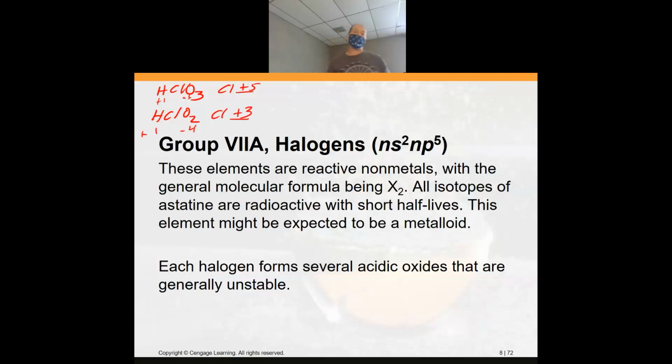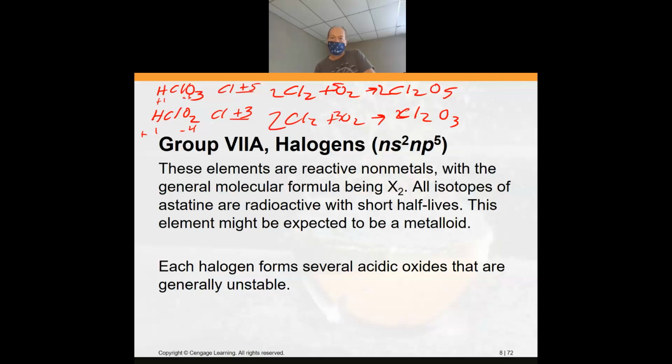So this is going to work exactly the same as our nitrogen and phosphorus. So when you take your chlorine and you burn it, you're going to get two products. One where it's a +5, one where it's a +3. So you're going to have the Cl2O5, just like you had the N2O5. And you're also going to get the Cl2O3 in order to get the +3 oxidation. So 2 there, 2 there, 5 there, 2 there, 2 there, 3 there.